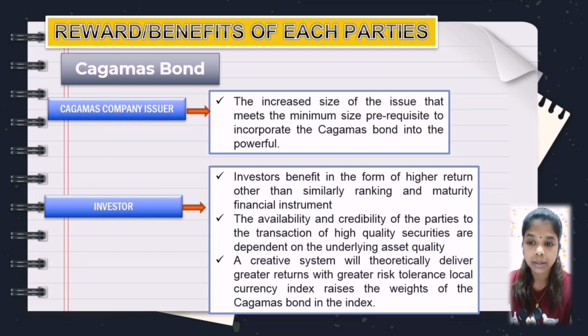The availability and the credibility of the parties to the transaction of high quality securities depend on the underlying asset quality. A creative system will theoretically deliver greater returns with greater risk tolerance. A local currency index raises the weights of the Cagamas bond in the index.